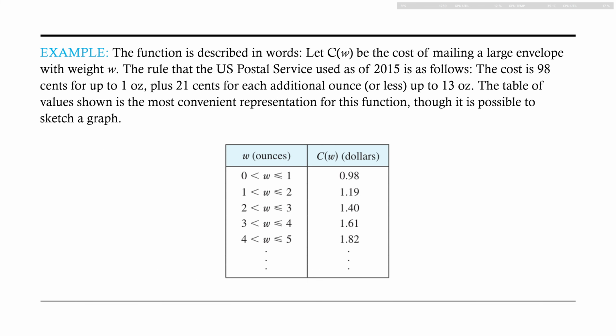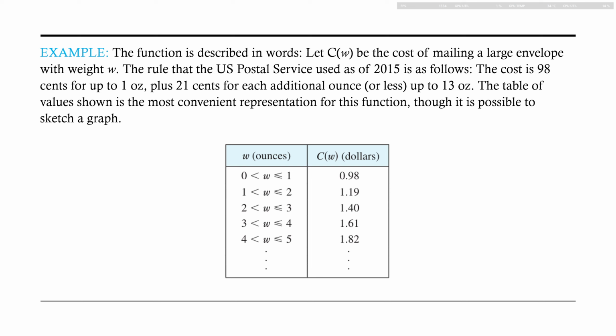For example, the function is described in words. Let C of W be the cost of mailing a large envelope with weight W. The rule that the US Post Office used as of 2015 is as follows. The cost is 98 cents for up to 1 ounce, plus 21 cents for each additional ounce or less, up to 13 ounces. The table of values shown is the most convenient representation for the function, though it is possible to sketch a graph.